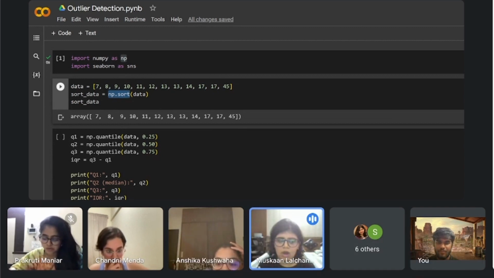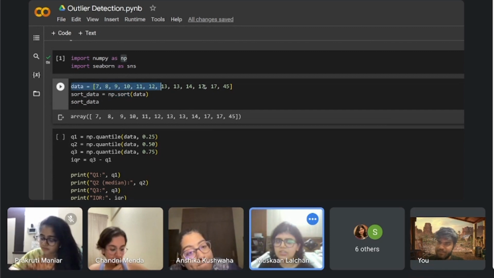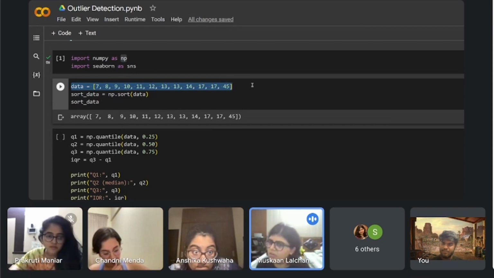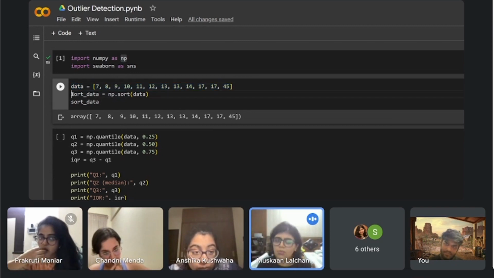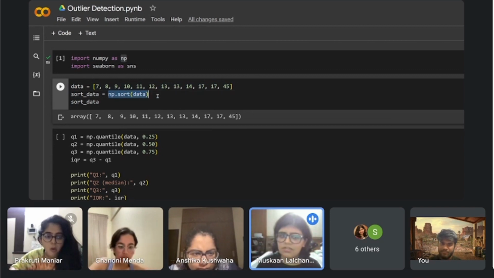If I know how to speak Hindi and English, you can only ask me questions in Hindi and English. You cannot ask me in Spanish. What we are doing here is, first we are telling the program that our data is this set of 12 numbers. Then we told the program, please sort these numbers, np.sort the data.